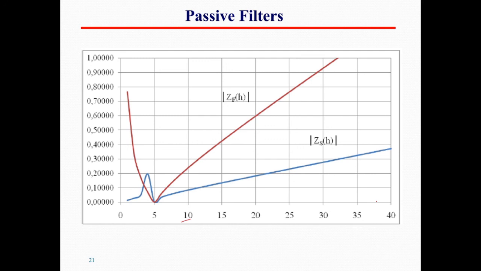So this one will be the impedance of the filter, and this one will be the impedance for the whole system. So that includes both the filter as well as the transformer and the source impedance.